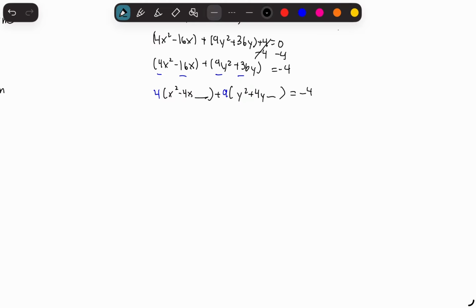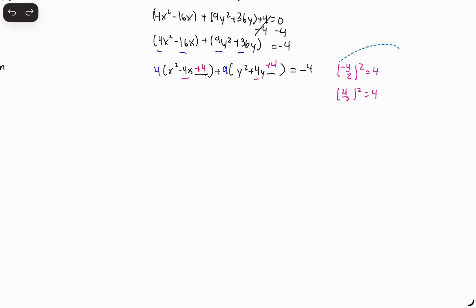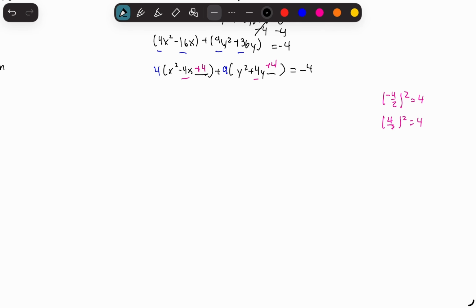So now we're going to have these values here. We're going to have negative 4 over 2 squared is equal to 4. And we have 4 over 2 squared is equal to 4. Now we add these back inside of the parentheses, and you're just going to balance the equations. So on the other side, you also have to add those values too. But remember, they're being multiplied by something, so you have to remember to multiply that too when you're adding it to the other side.